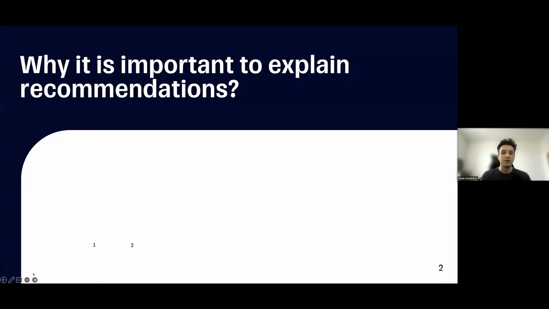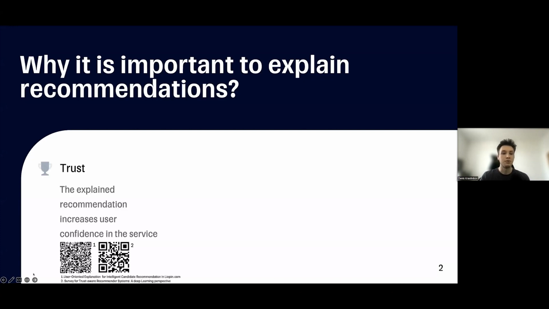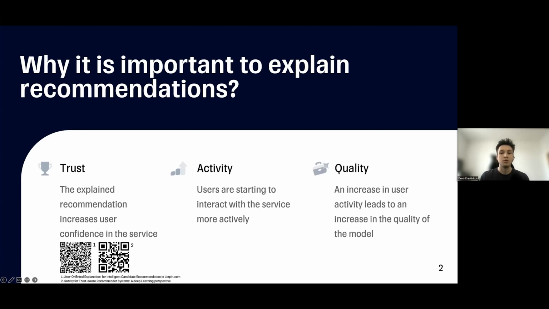So why do we need explanations to recommendations at all? According to the research shown on the slide, the explained recommendation increases the user's trust in the service. Because of the increased trust, users interact with the service more actively. They generate more data for us. This all leads to model quality increasing. We now have more data for each user, hence we can generate recommendations more accurate for them.